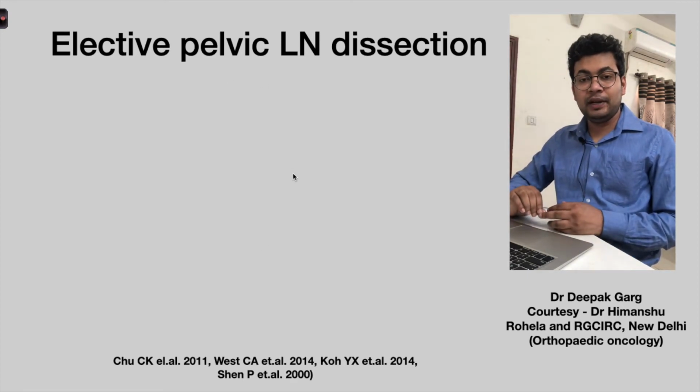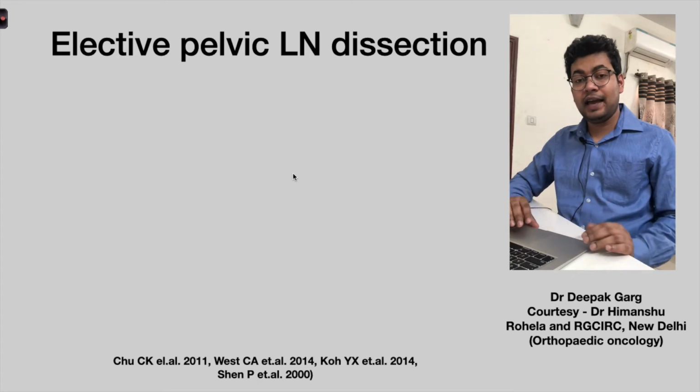So what is elective pelvic lymph node dissection? Guys, if the femoroinguinal lymph nodes are positive, then should we go for the iliac or the obturator lymph node elective dissection or not?